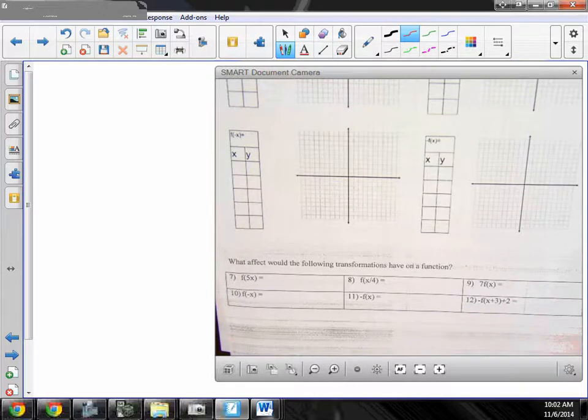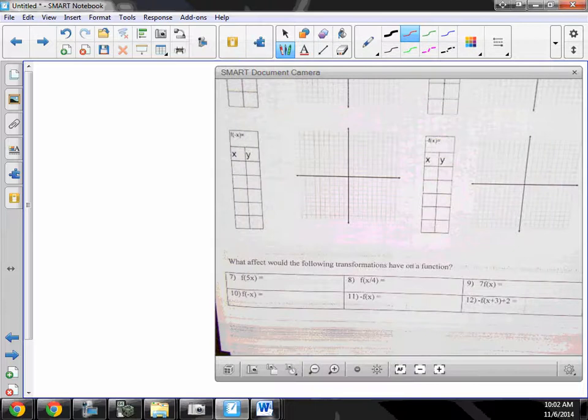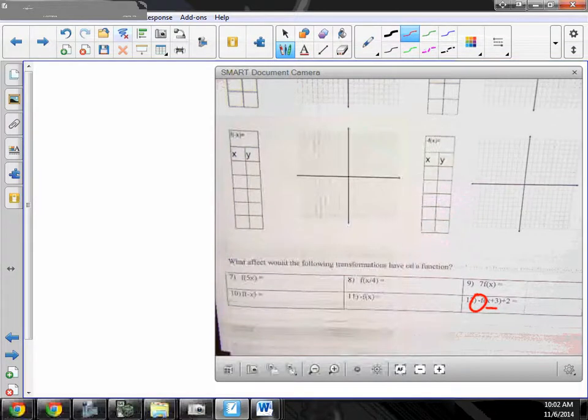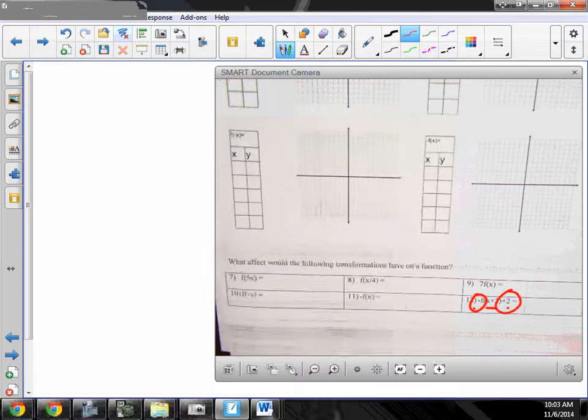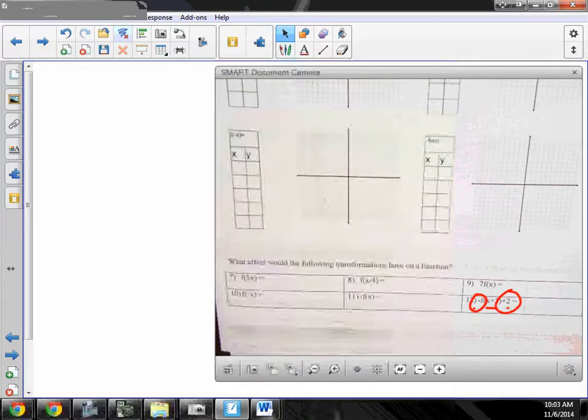And 12 has 3 transformations. What are they? Left 3. Wait, follow the order of operations. Left 3, reflect across the x-axis, and then move up 2. And you have to perform them in that order. Left 3, reflect across the x, and then go up 2. Okay, turn the page.